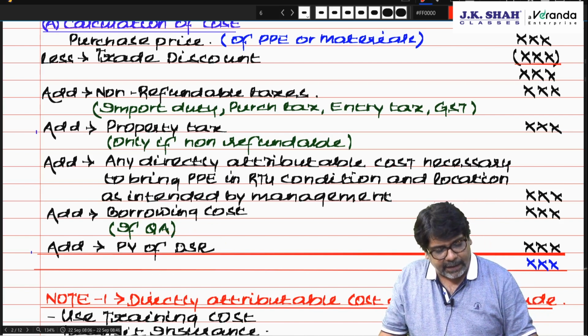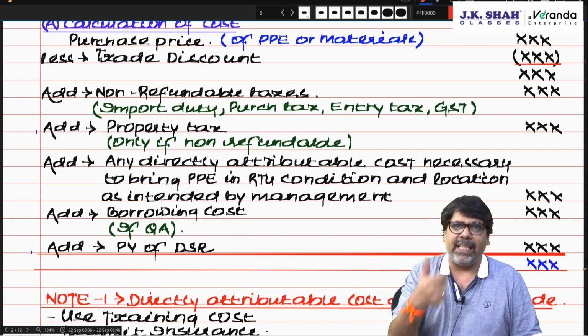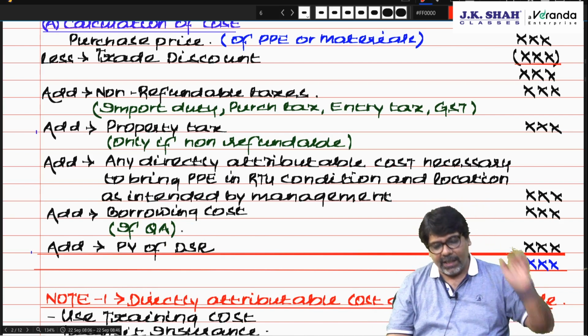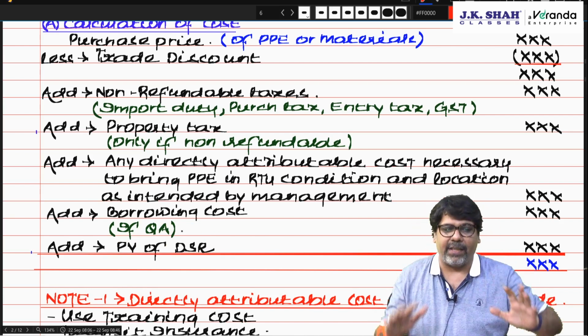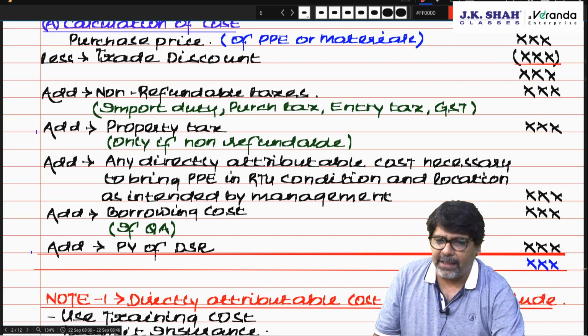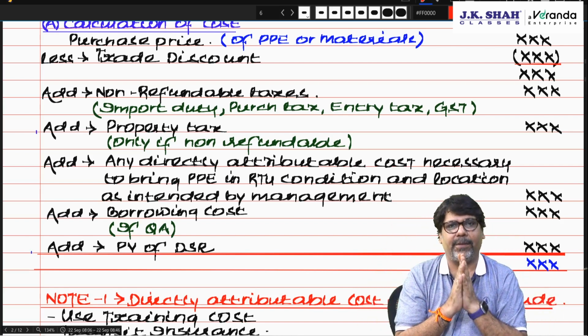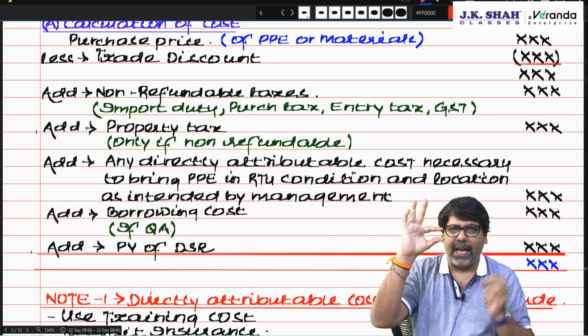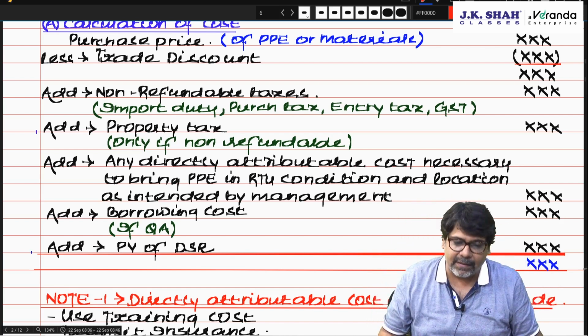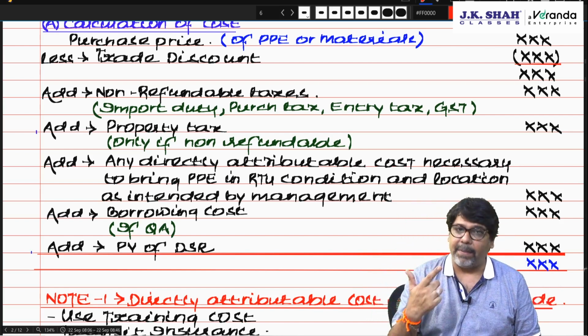Present value of DSR. DSR means decommissioning and site restoration cost. Decommissioning and site restoration, I will come to that. But let us understand what is added or subtracted. Purchase price. From there you subtract trade discount. You get a figure. On that figure we add non-refundable taxes. Correct? Then we add property tax.